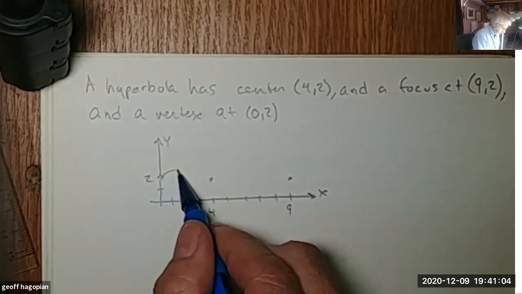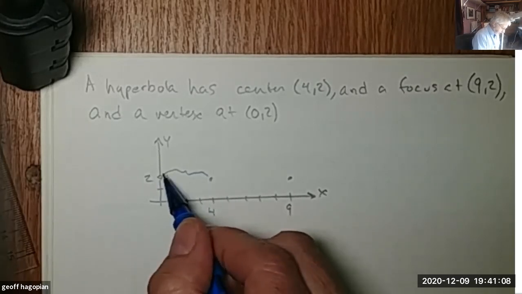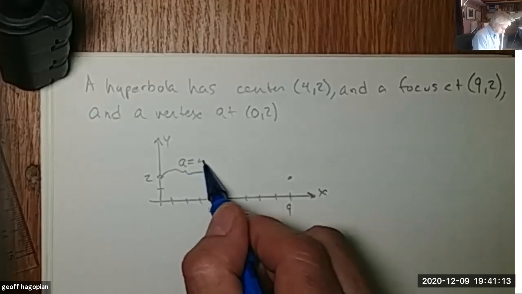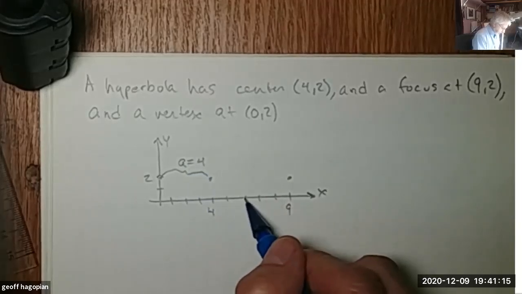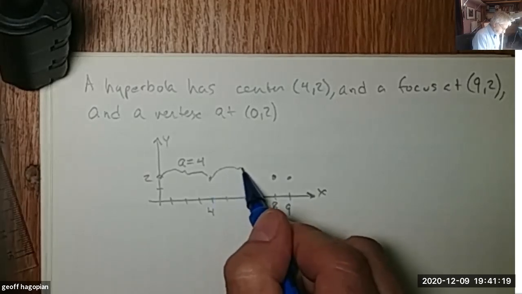So this is the distance from the center to a focus. That's half the transverse axis. That's A, and that's going to be 4, right? So then the other focus is over here at 8, right? 4 to the right.